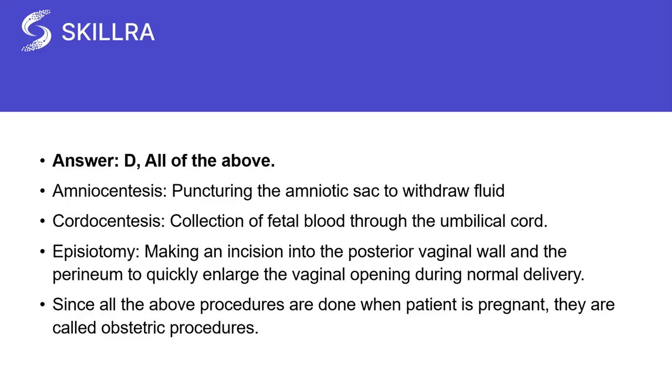Let us eliminate the wrong options. Amniocentesis is puncturing the amniotic sac to withdraw fluid. Cordocentesis is collection of fetal blood through the umbilical cord. Episiotomy is making an incision into the posterior vaginal wall and the perineum to quickly enlarge the vaginal opening during normal delivery. Since all the above procedures are done when patient is pregnant, they are called as obstetric procedures.